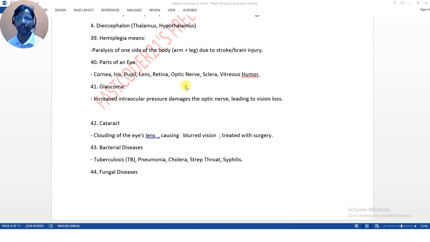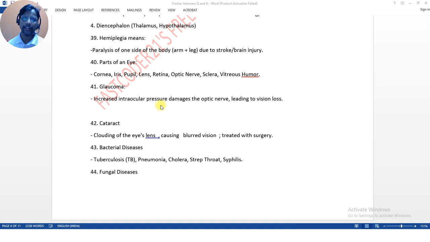The eye consists of the cornea, iris, pupil, lens, retina, optic nerve, sclera, and vitreous humor. So you need to remember all these things. Why? Because as a fresher you need to remember all these technical terms so that you will have a good grip on interviews. Okay. Next question, what is glaucoma?